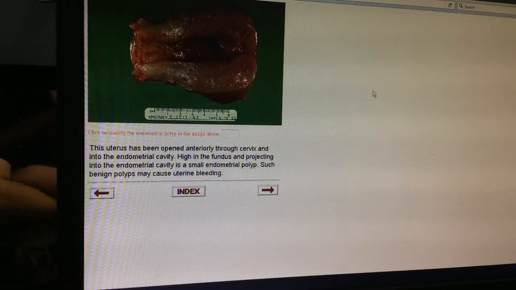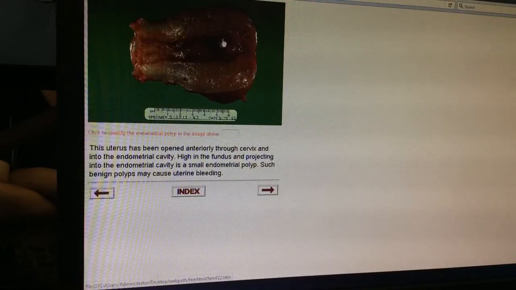This is also another section of the uterus, and this is the endometrium. You see this polypoid structure? This is a polyp extending from the endometrium, and usually grossly we cannot discriminate between the polyp and the hyperplasia. But under the microscope, it is easy to describe the difference between polyp and hyperplasia.